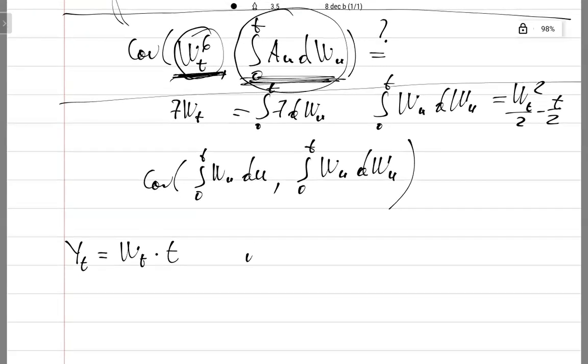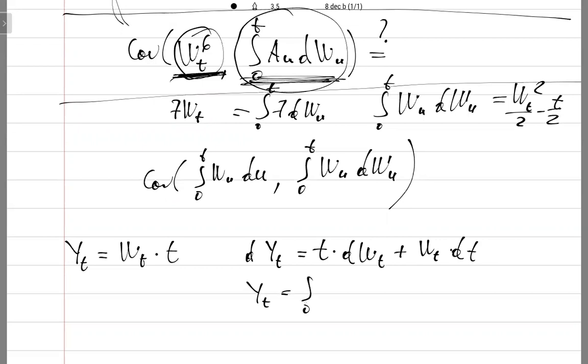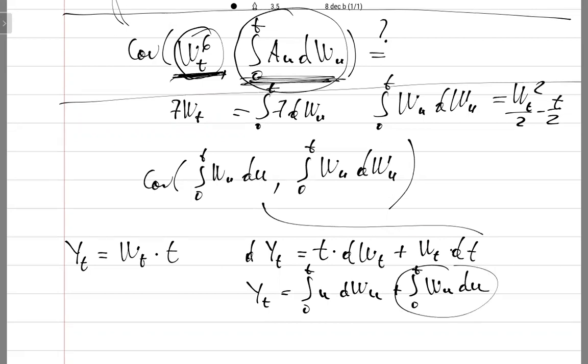So if I take dYt, I will have t times dWt plus Wt times dt. So my Yt is an integral from 0 to t of u dWu plus integral from 0 to t of Wu du. So I may express your integral as a difference of that one and that one, and try.